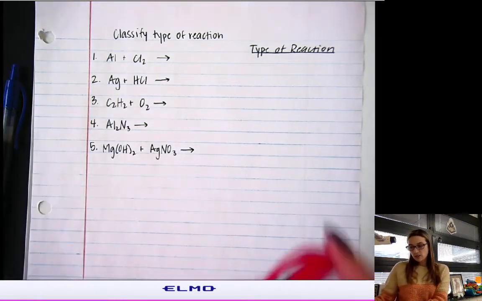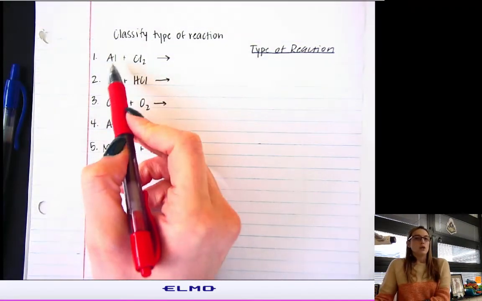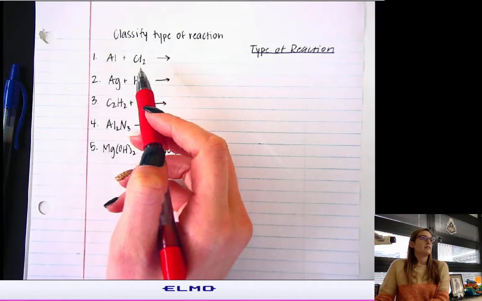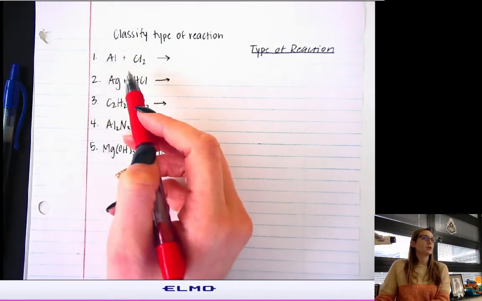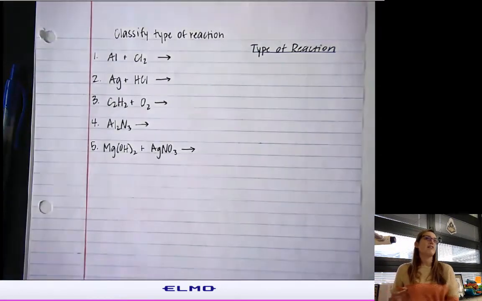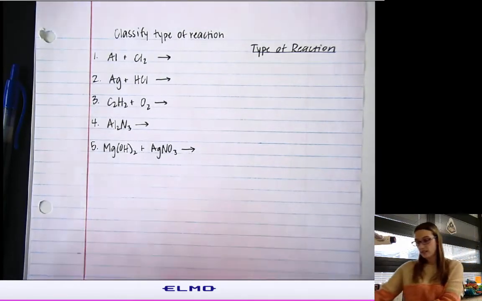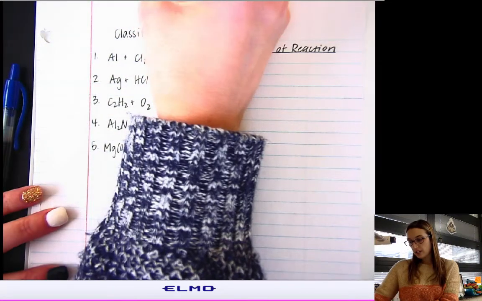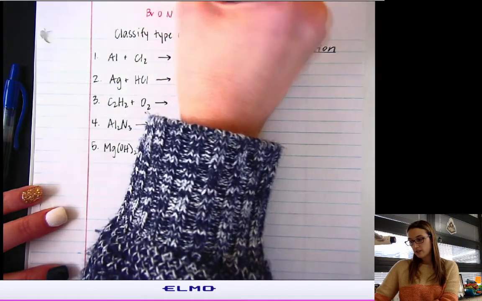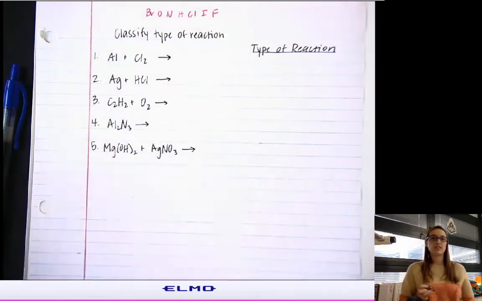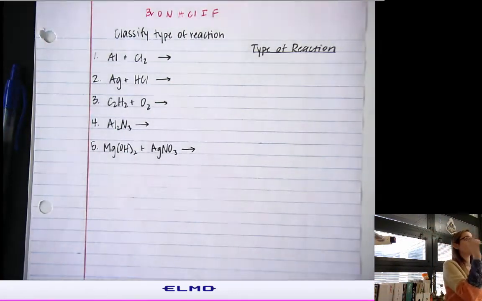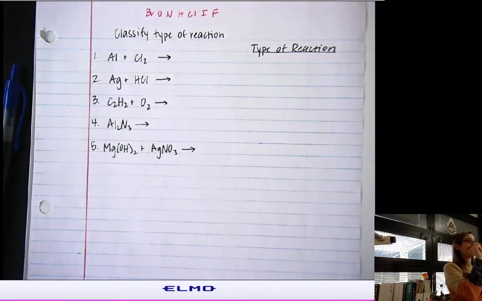So if we take a look at number 1, we have aluminum and chlorine. Aluminum is an element, chlorine is an element. We don't have any compounds. The reason it's Cl2 is because it's one of the diatomics. Make sure you know your 7 diatomics. Right? If it's Br, I, N, Cl, H, O, F, those are your 7 diatomic molecules. So anytime you have one of those on their own, it has that 2.